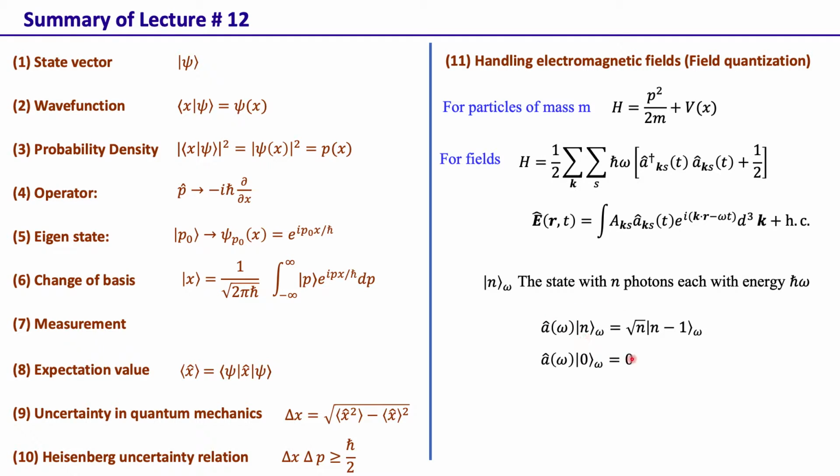The way the creation and annihilation operators work is that if an annihilation operator operates on a state with n photons, it yields a state with n minus 1 photons. If it operates on a vacuum state, it gives 0. If a creation operator acts on a vacuum state, that means a state with 0 photons, it generates a 1 photon state. And if a creation operator acts on an n photon state, it generates a state with n plus 1 photons.